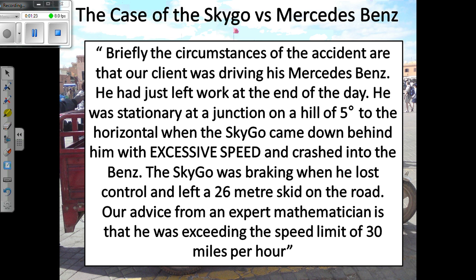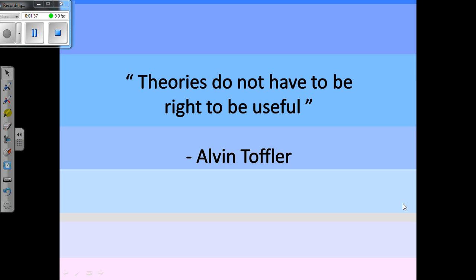So by the end of the lesson, hopefully we will be able to solve this particular problem, about whether the SkyGo was speeding based on the 26-meter skid, using this model of friction. That's Alvin Toffler: theories do not have to be right to be useful. And that's an important case.